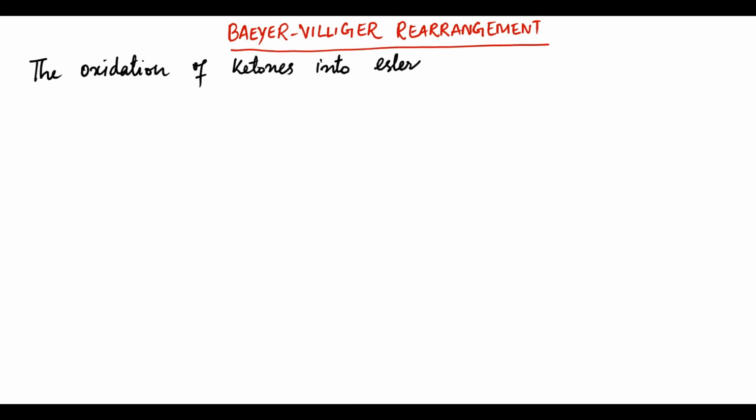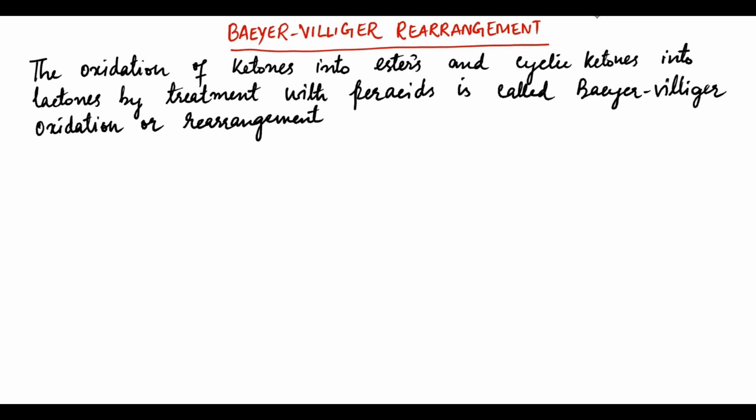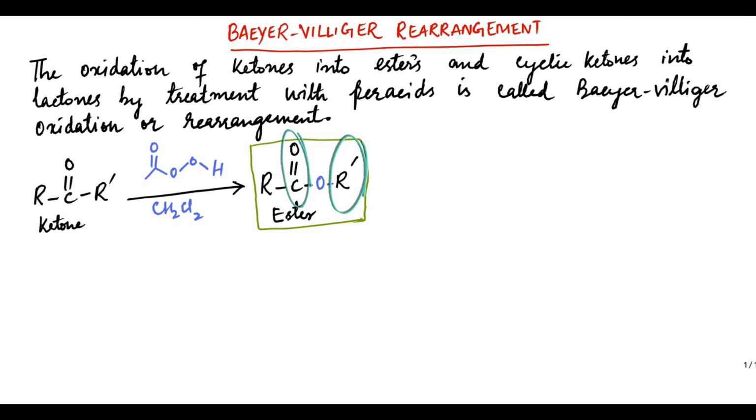In this lecture, we will discuss Baeyer Villiger oxidation of ketones. The oxidation of ketones into esters and cyclic ketones into lactones by treatment with peroxyacids is called Baeyer Villiger oxidation or Baeyer Villiger rearrangement. For example, when this ketone is treated with peroxyacid in the presence of dichloromethane, ester is formed. The oxygen from peroxyacid is inserted between carbonyl carbon and alkyl group.